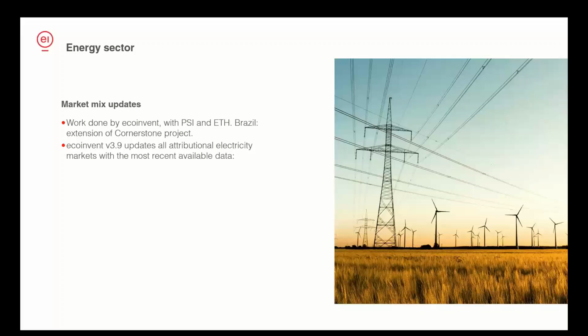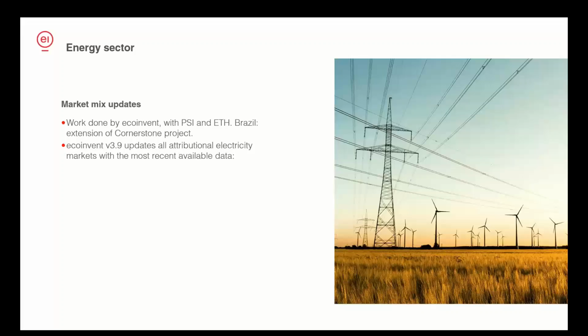As we do every year, we have updated electricity market mixes. This is work that we have done together with PSI and ETH. In the case of the update in Brazil, this is an extension of the Cornerstone project that was set up between Rede ACV, so the Brazilian Business Network for LCA, and the ecoinvent Association to improve the coverage of the data in the Brazilian context.